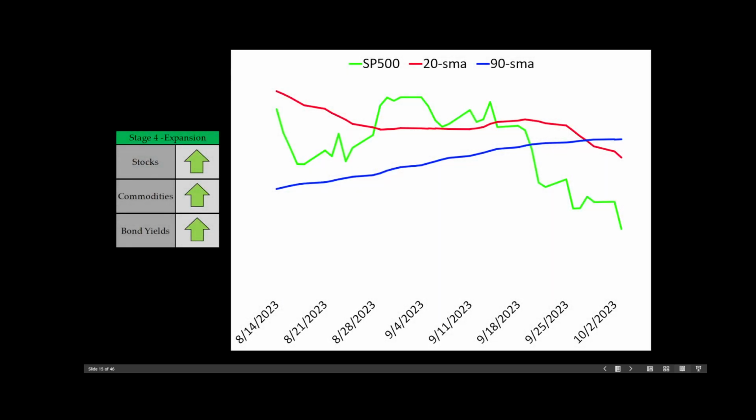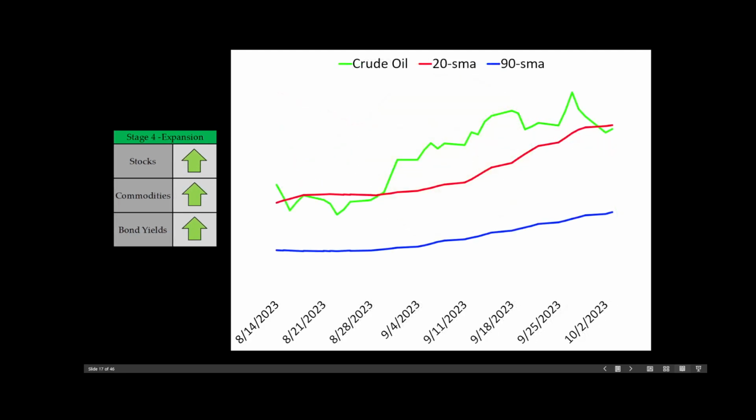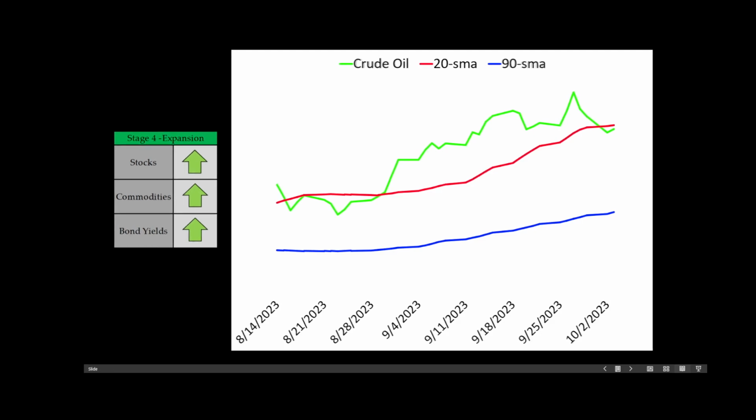This goes back to August through October of 2023, just this past year. Now, we were at the time in a stage 4 phase where stocks, commodities, and bond yields were all moving higher at the same time. Notice in this case, the S&P 500, the green line, is above the 20 simple moving average, and the 20 simple moving average was also above the 90 simple moving average. During the same period of time, crude oil, the green line, was above the 20, and the 20 was above the 90.